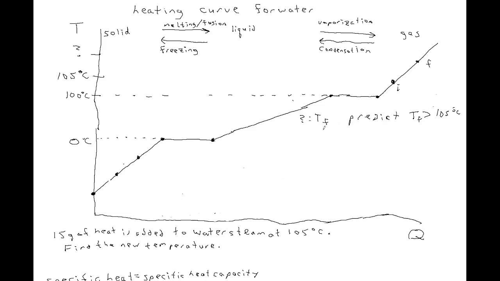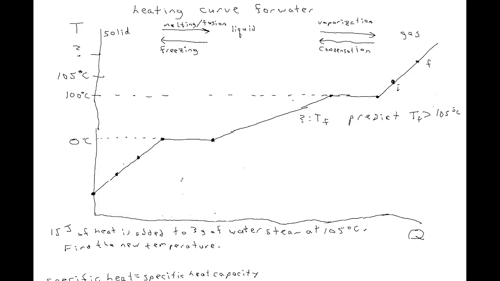15 grams of heat is added to water. That didn't make much sense, did it? Let me try again. It looks like the problem didn't make sense. I didn't write this problem very carefully. 15 joules of heat is added to 3 grams of steam. The problem wasn't written very well. All right, so let's try this. No, I still got it wrong. I meant to say 15 joules.